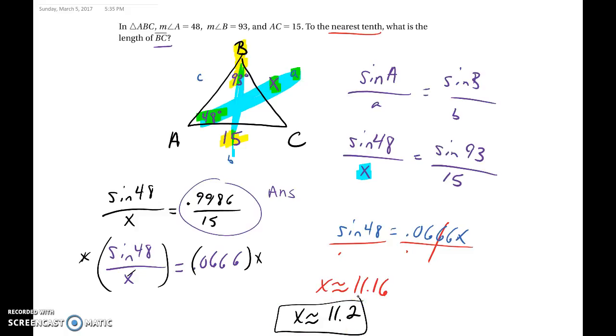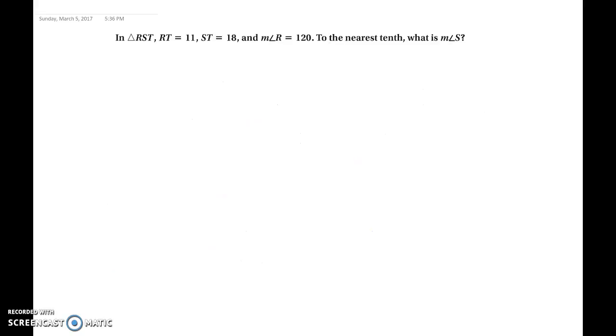All right, that is using the law of sine. There's going to be a couple more problems that we're going to do with this, and then we'll be finished with this video. All right, so the next problem, again, is going to be now triangle RST.